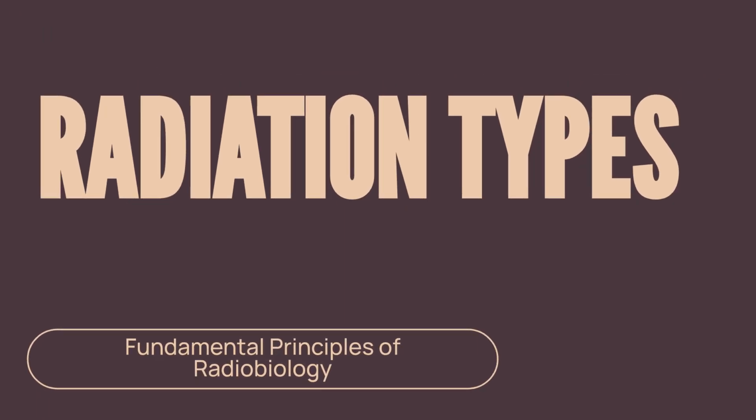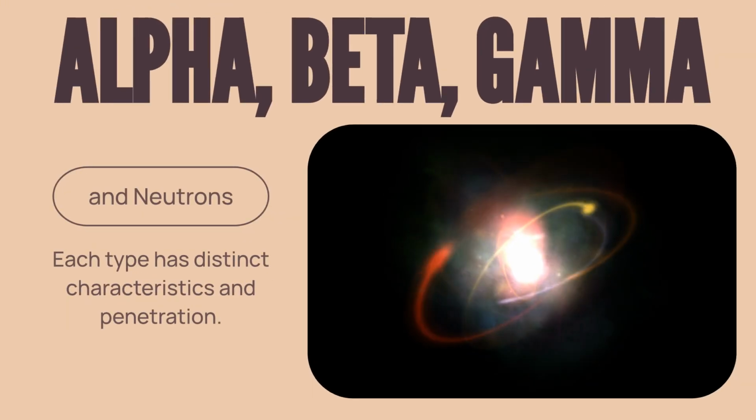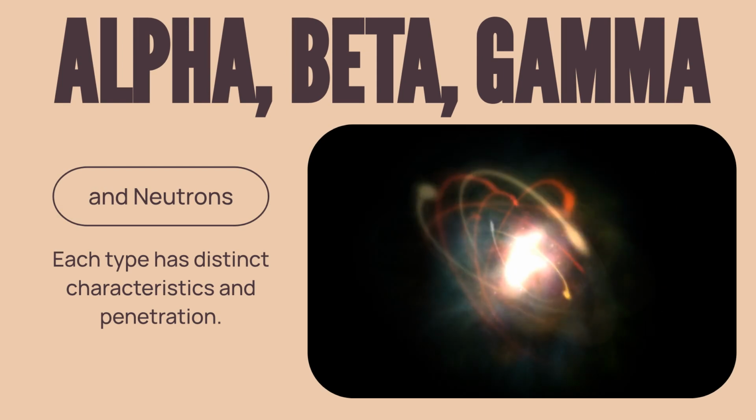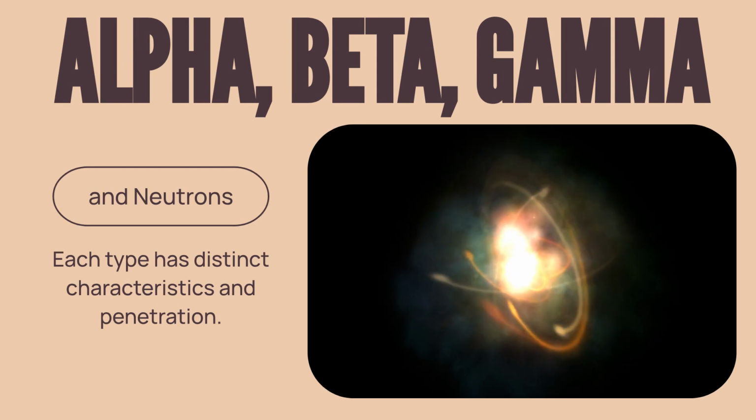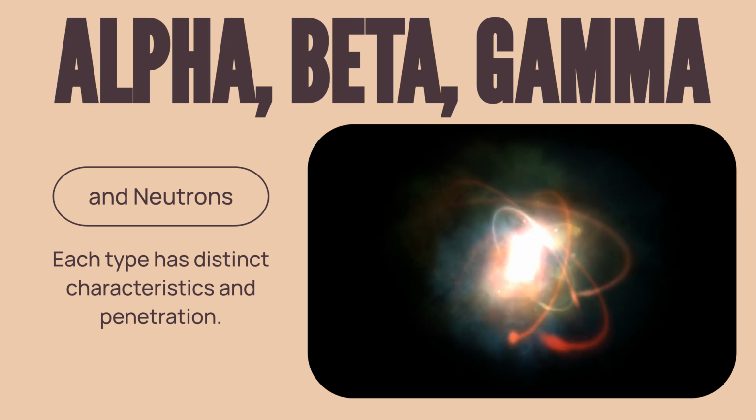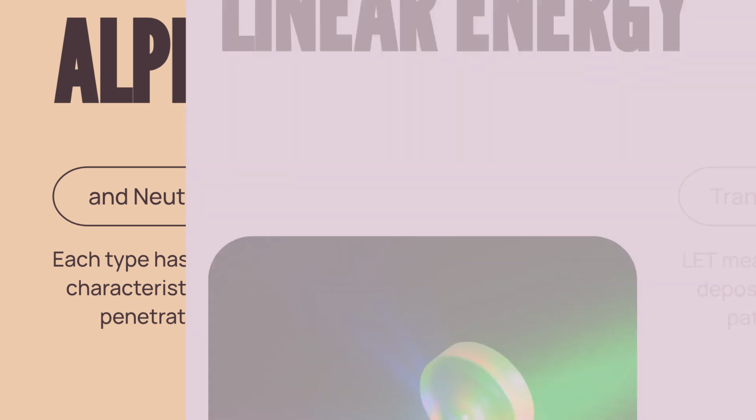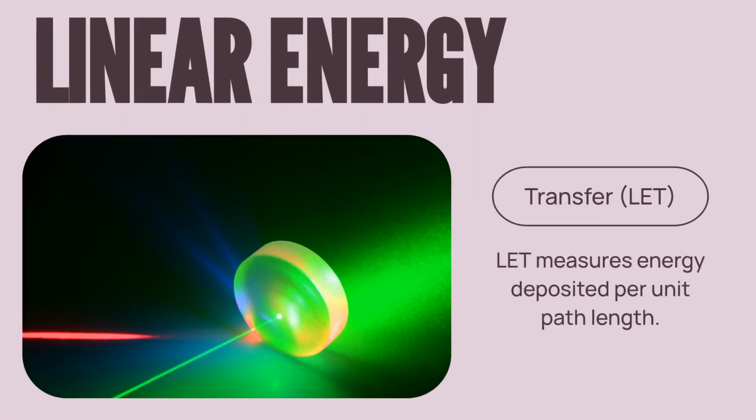Let's categorize different types of radiation and understand their linear energy transfer, or LET value. We'll differentiate between alpha, beta, gamma, X-rays, and neutrons, highlighting their unique properties and how they interact with matter. Linear energy transfer, or LET, quantifies the amount of energy deposited by radiation per unit path length, influencing its biological effectiveness.